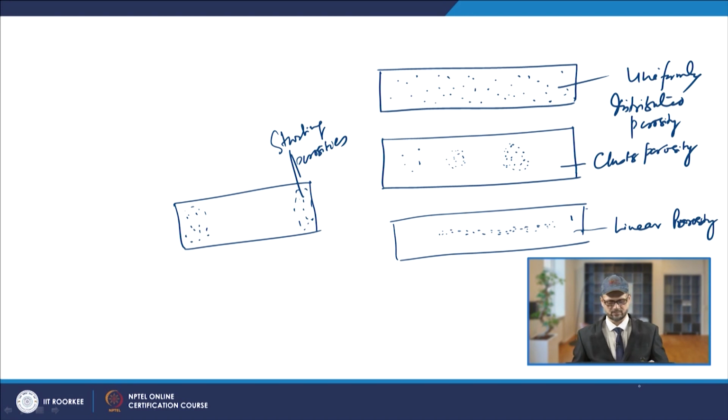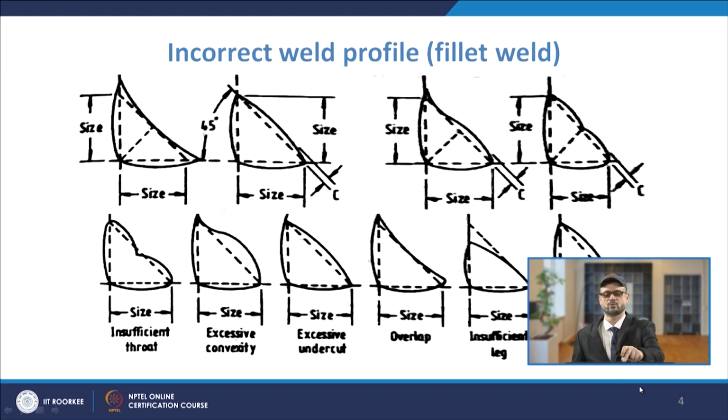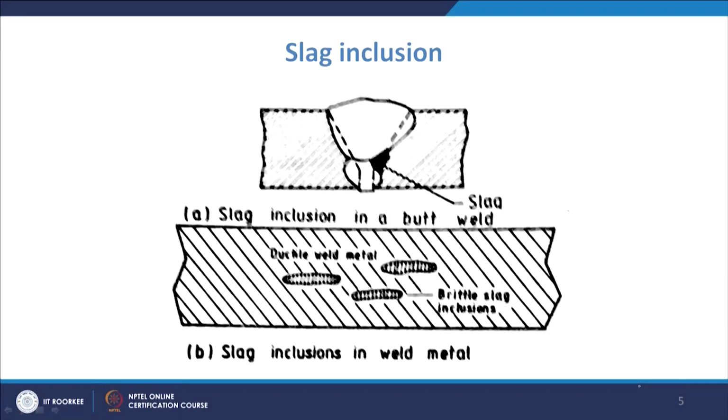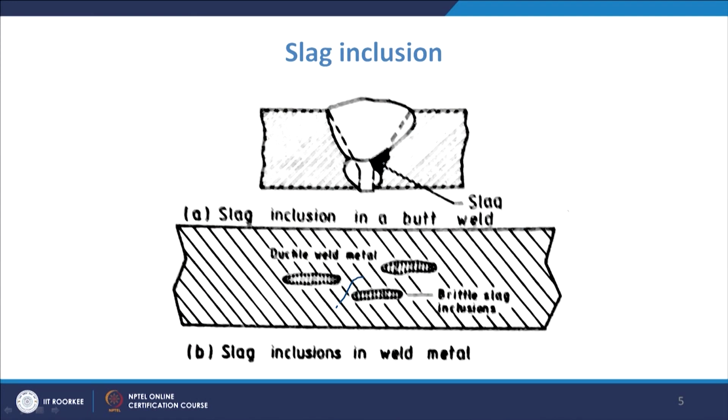Apart from that you also come across other defects like inclusions. You will have the slag inclusion, which is shown in this case. You will have the presence of slag inclusion in the butt weld. If you look at this, what you see is that this is a slag which is there in this case, and these are the brittle slag inclusions which are there in the weld.